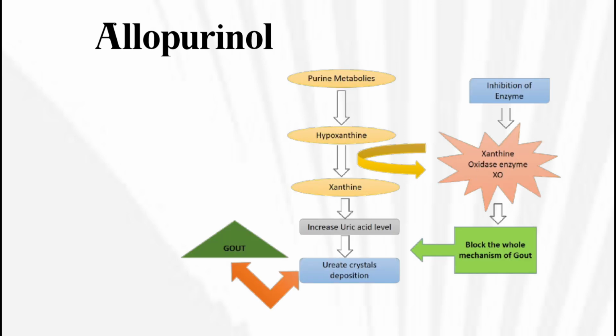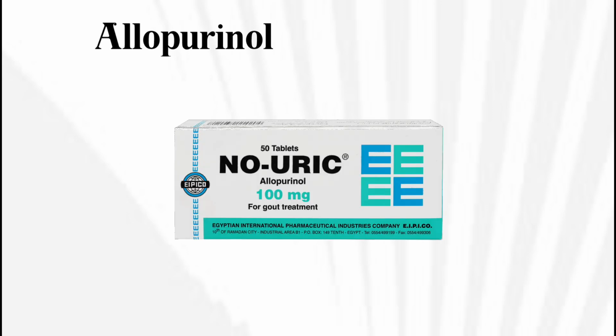Today we are going to discuss allopurinol, which belongs to the class of medication known as xanthine oxidase inhibitors. A xanthine oxidase inhibitor is any substance that inhibits the activity of xanthine oxidase, an enzyme involved in purine metabolism in humans. Now, the uses of allopurinol.